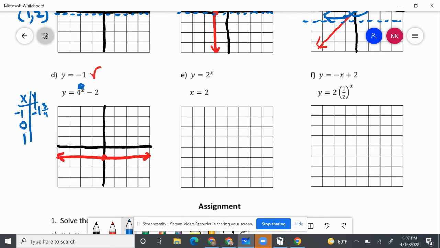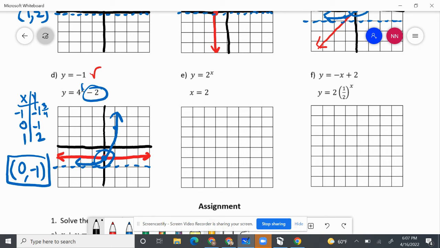Anything to the 0 power is 1. 1 minus 2 is -1. When I plug in a 1, it stays the same. So that would be 4 minus 2, which is 2. I have a horizontal asymptote at -2. And then -1, -1 and 3/4. 0 is -1, and 1 is 2. I see that the two lines cross at 0, -1.